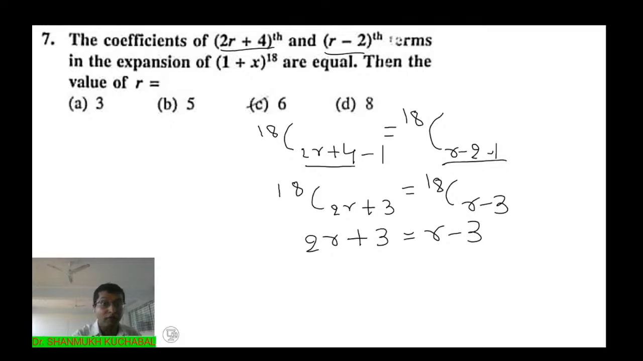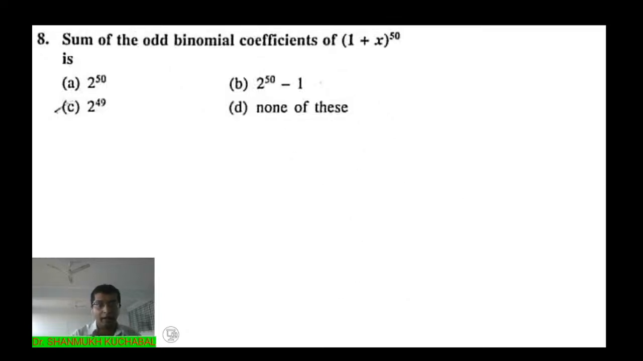This is one of the properties of combination. You have studied it in first year. So if we simplify and write a solution for r, we get r equal to 6 here. So r equal to 6 is the answer. Therefore option C is the right answer. Okay. We'll move to our next example.